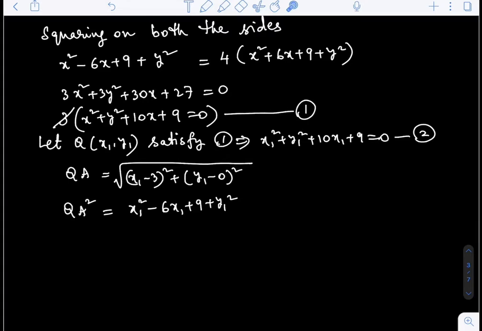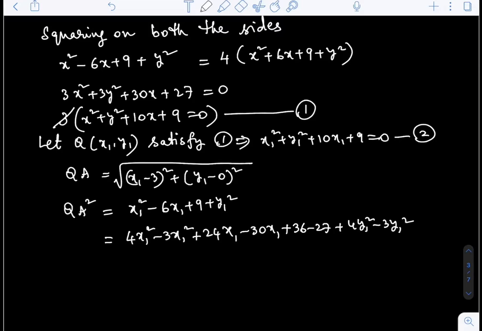Okay. Now what should I do? This x1 square is rewritten as 4x1 square minus 3x1 square. Okay. And this minus 6x1 is rewritten as 24x1 minus 30x1 in it. And 9 is rewritten as 36 minus 27. And y1 square is written as 4y1 square minus 3y1 square.